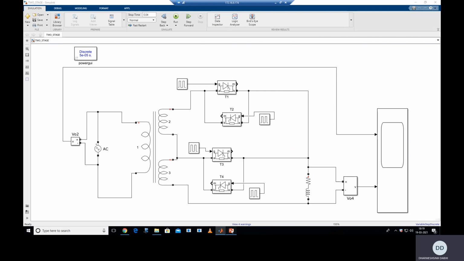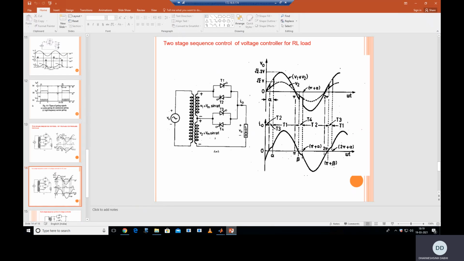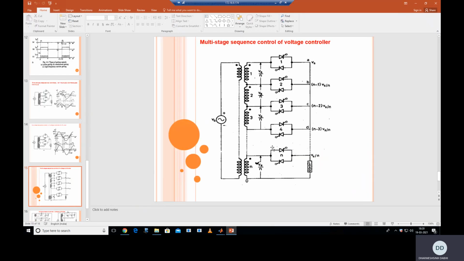Now we see the multi-stage sequence control of AC voltage controller. In the multi-stage sequence control of AC voltage controller, as you can see here, we use n number of stages. So what is the advantage of using n number of stages or multiple stages? By using multiple stages, we can increase or decrease the voltage in a very smooth manner.